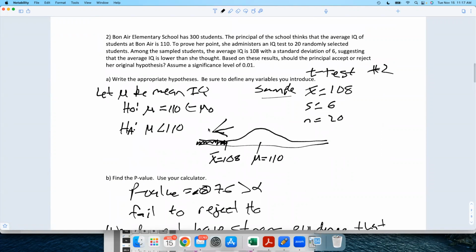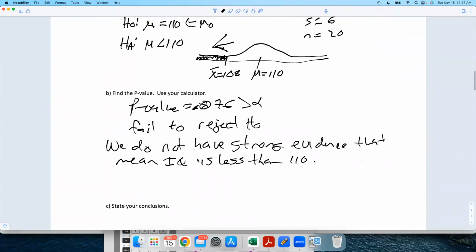Now, based on these results, there's this follow-up question here. I found this question online. I modified it a little bit, but this was the way the question was written when I found it online. And I kept this sentence here on purpose. The question says, should the principal accept or reject her original hypothesis? This was her hypothesis here. Should she reject it? No, we said right here, fail to reject. So she can't reject it.